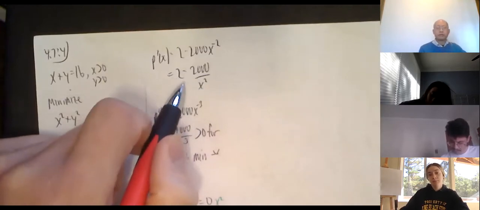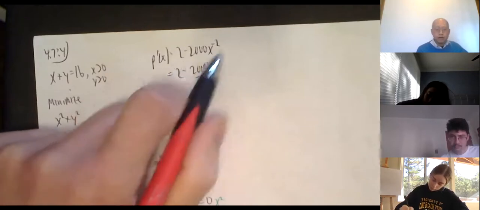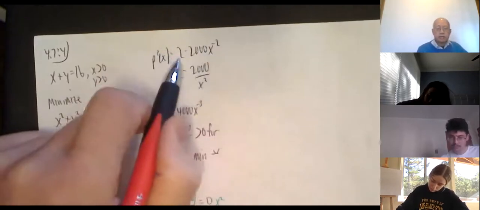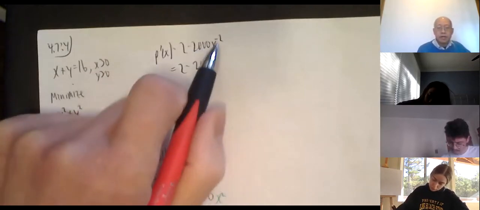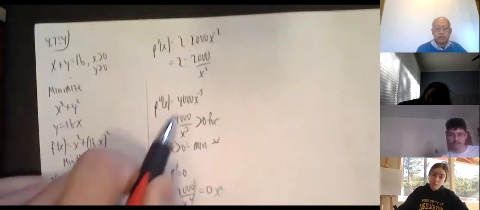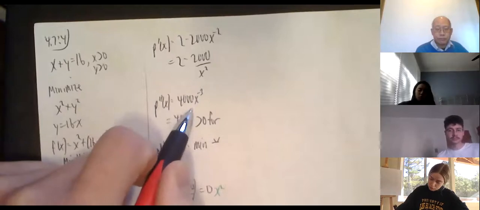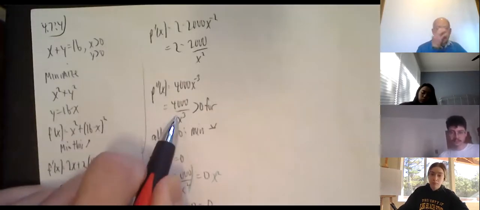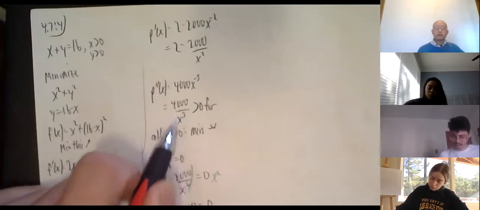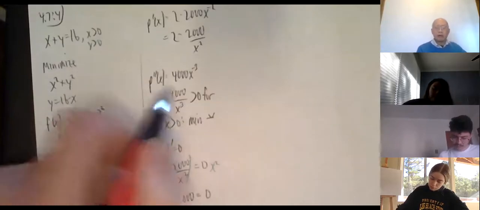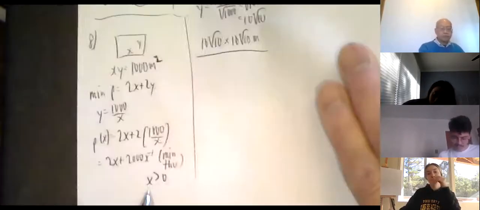Then I do the second derivative. So what's the derivative of this? Derivative of 2 is 0. Negative 2 times negative 2,000 is positive 4,000 x to the negative third. Which I'm going to write like that. 4,000 over x cubed. And I already know x is positive, right?